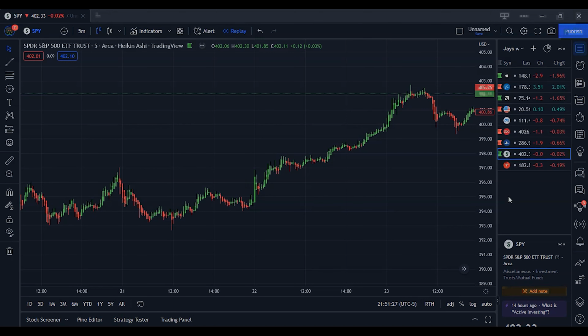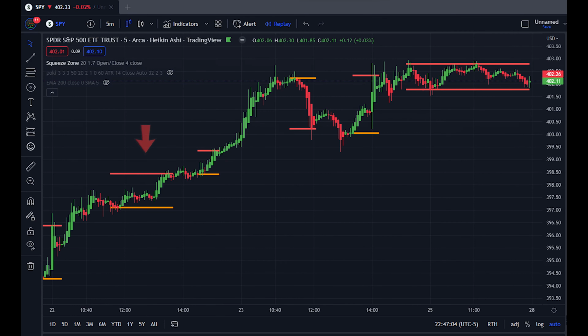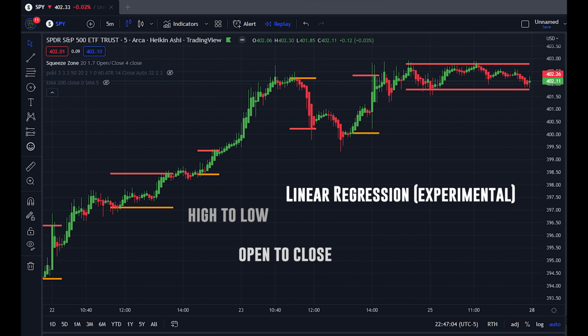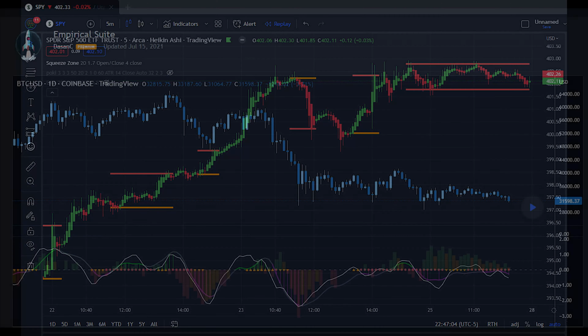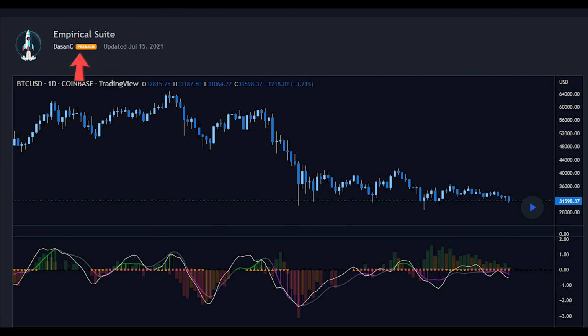the squeeze zone indicator. It automatically plots support and resistance levels on the chart during periods of volatility squeeze. You have three plotting methods: high to low, open to close, and linear regression, experimental. The levels are color-coded: red, weak, one-sided volatility squeeze; orange, typically strong, no volatility issue. You can have a double red zone, where both buying and selling volatility has dropped. Combine this with the empirical suite or your favorite analysis tools for extra confirmation.